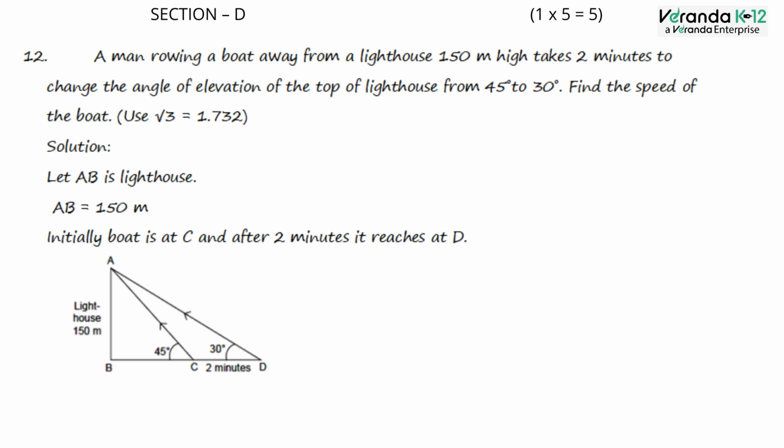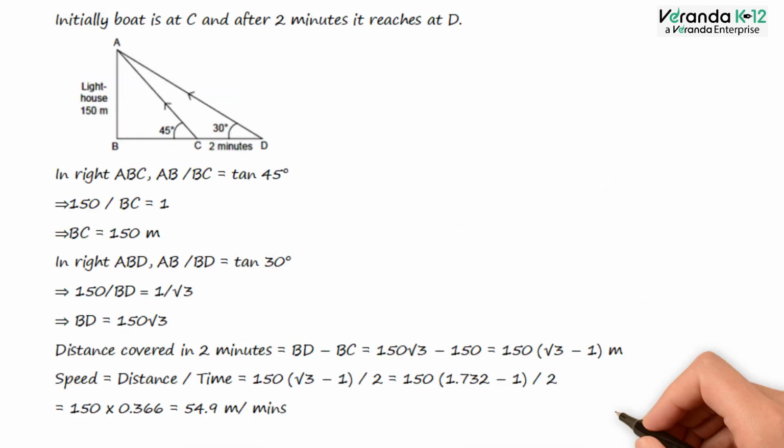Solution. Let AB be the lighthouse. AB is equal to 150 meter. Initially, boat is at C and after 2 minutes it reaches D. In right angle triangle ABC, AB by BC is equal to tan 45, which implies 150 by BC is equal to 1. Therefore, BC is equal to 150 meter. In right angle triangle ABD, we have AB by BD is equal to tan 30. So, 150 by BD is equal to 1 by root 3, which implies BD is equal to 150 root 3.